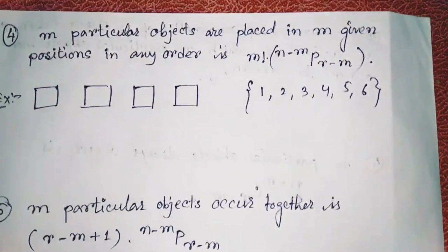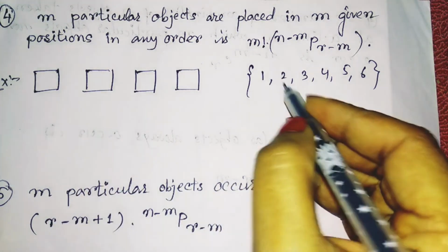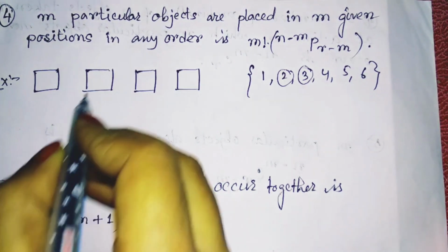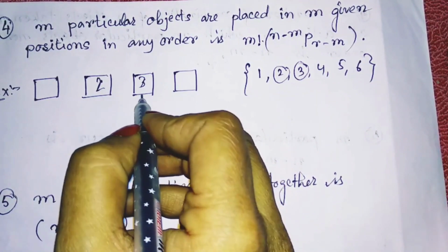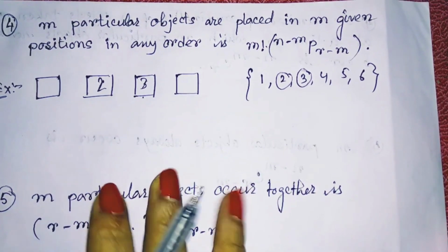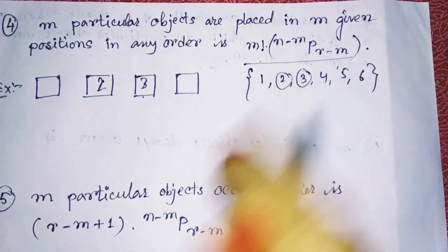Next is M particular objects are placed in M given positions in any order. Previously the orders were fixed. Now here no orders are there. That means 2 places may be restricted for 2 particular elements, but they can exchange their places. So again, if we consider the same example and suppose 2 and 3 are the fixed ones, then if we place 2 here and 3 here, or 2 here and 3 here, then these 2 and 3 can exchange among themselves. According to these situations, the formula is m factorial into (n minus m)P(r minus m).